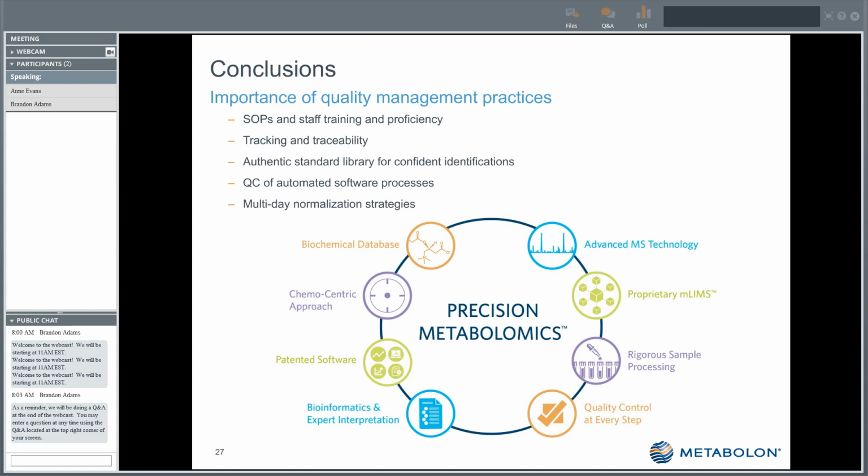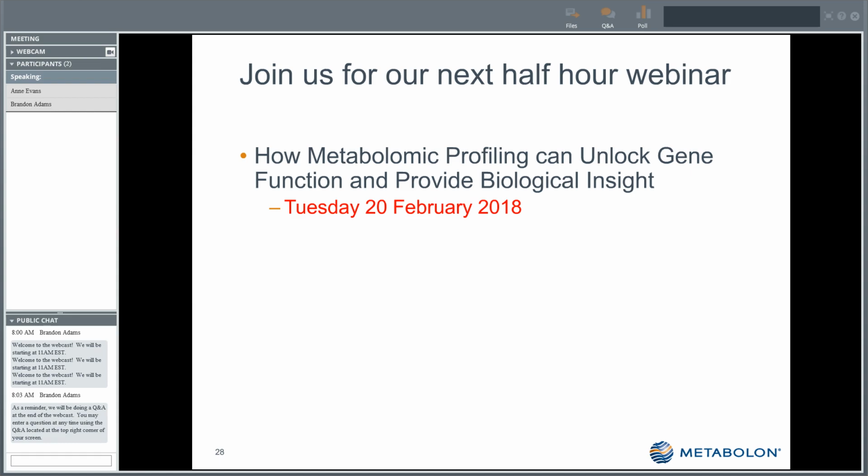I just want to say again that there's quite a few quality management processes in place, all the way from the mundane things of having SOPs and proficiency trained staff, full traceability and tracking of data and archiving of data, all the way through the entire workflow really being optimized to allow us to do what we do so that we can have the assurance of being able to feel confident that not only the identifications of the molecules we're providing, but also the quantitation of those molecules are accurate. And then some of the strategies that we've used when we normalize samples that we need to run over larger periods of time. So thank you very much for joining today.